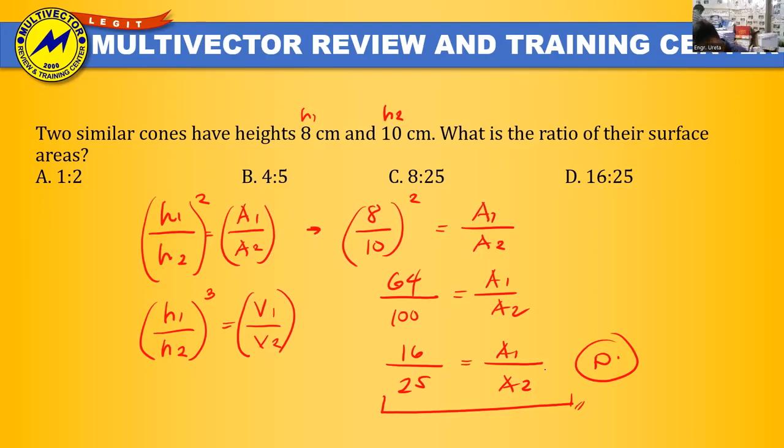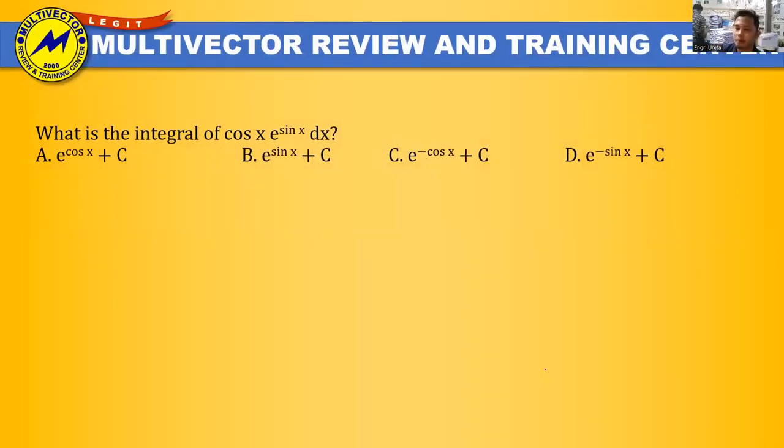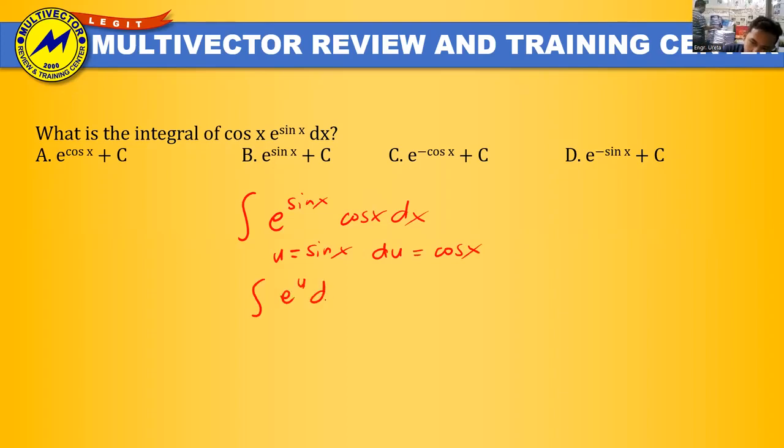Okay, so next problem, problem number 92. Find the integral of cosine x e raised to sine x dx. Or baliktarin na lang natin para mas maganda tingnan. So integral of e raised to sine x cosine x. Okay, so dito hahayaan lang natin yung u as our sine x. Therefore our du is just cosine x. Ibig sabihin, nasa form na yung integral natin ng e raised to u du.